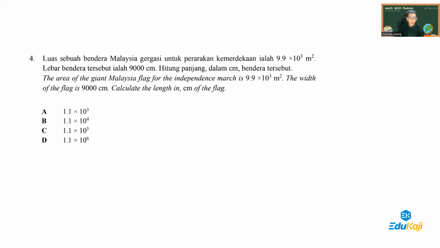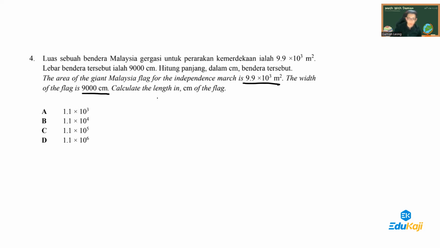Then question 4, the area of the giant Malaysia flag for the Independence March is 9.9 times 10 to the power of 3 meters squared. The width of the flag is 9,000 cm. Calculate the length in cm of the flag. I have the width, and I know the area. So area is basically width times length.